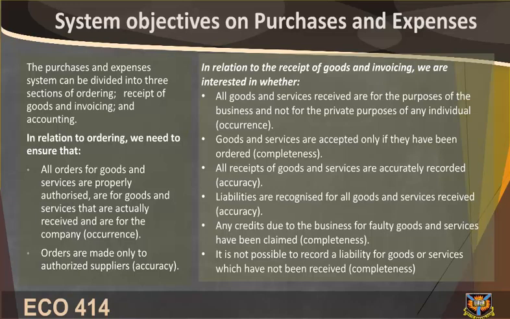Liabilities are recognized for all goods and services received. Accuracy. Any credits due to the business for faulty goods and services have been claimed. Completeness. It is not possible to record a liability for goods or services which have not been received. Completeness.